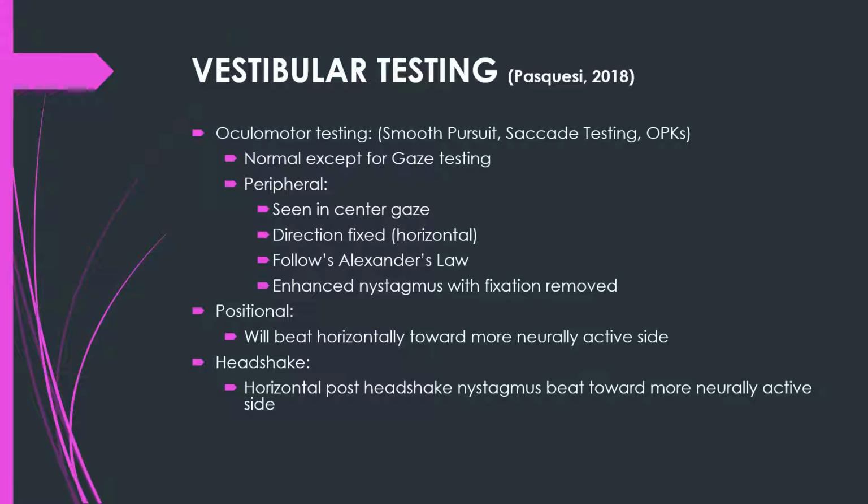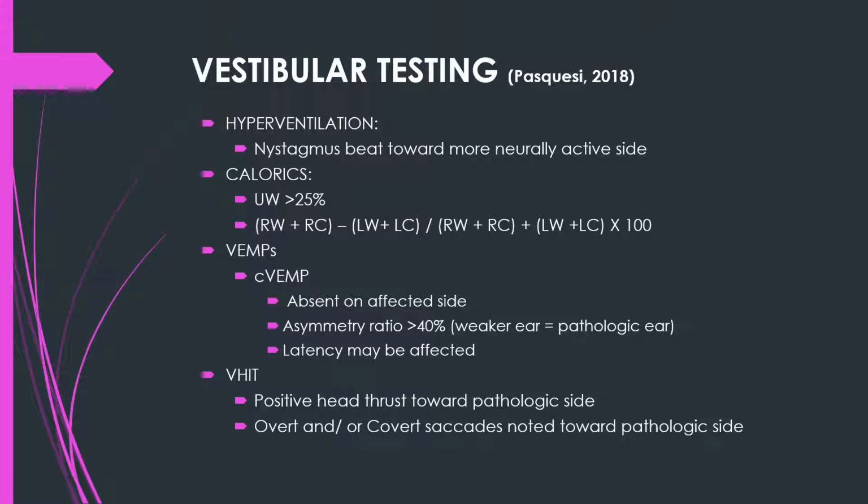So with positionals, you'll see nystagmus beat horizontally toward the neurally active side, and then head shake. There is horizontal post head shake nystagmus that will be toward the more neurally active side as well. So hyperventilation, nystagmus beats toward the more neurally active side.